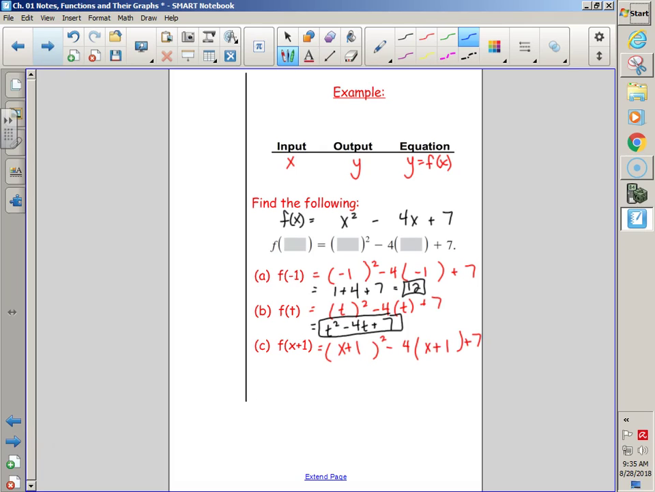Here's where a lot of kids get confused. Number 1: thinking about every x in every equation as having parentheses around it. And number 2, here's the second common mistake: a binomial squared. Number 3, the third common mistake, this little negative.